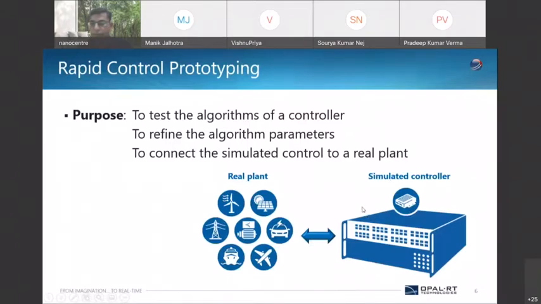Just vice versa, someone can also say that they do not have a real plant. So let us say we are working on the grid. The grid is not something that is easily accessible.